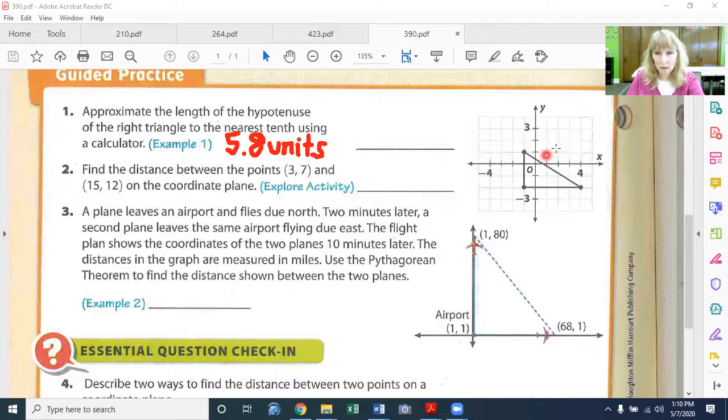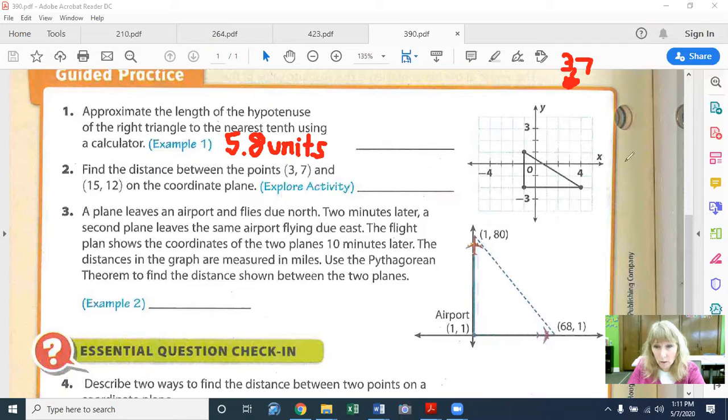So let's plot these. We'll plot them over here with a different color so we don't have to make a new coordinate graph. So 3, 7, 1, 2, 3, and 4, 5, 6, 7. Somewhere up here is 3, 7, right? And we're not being exact here. We don't need to be. And 15, 12, it's going to be way over here somewhere, and it's going to be way up. Let's move my picture. It's going to be way up here somewhere, right? That's going to be 15, 12. So they're not exactly horizontal, and they're not exactly vertical, right?